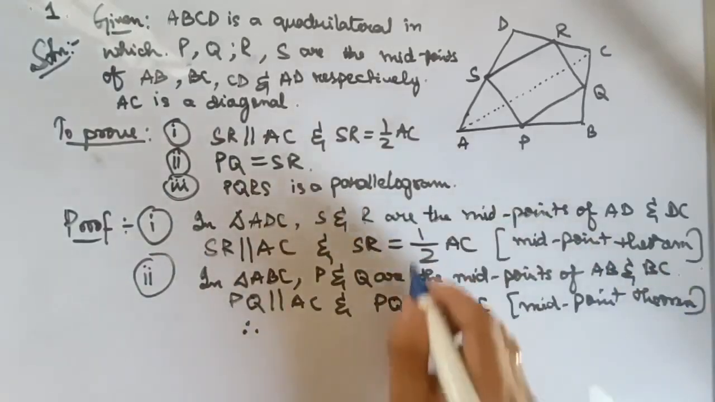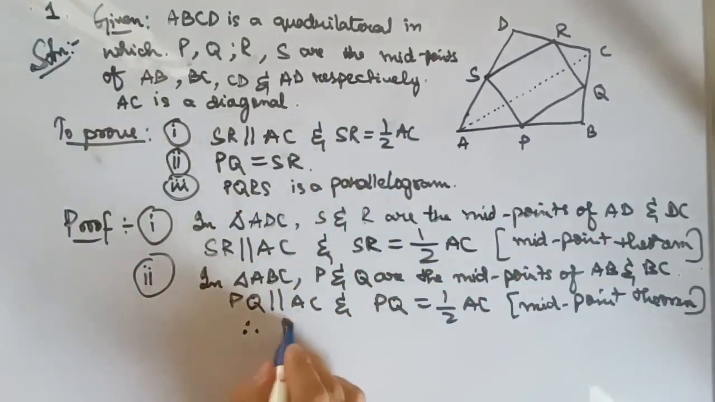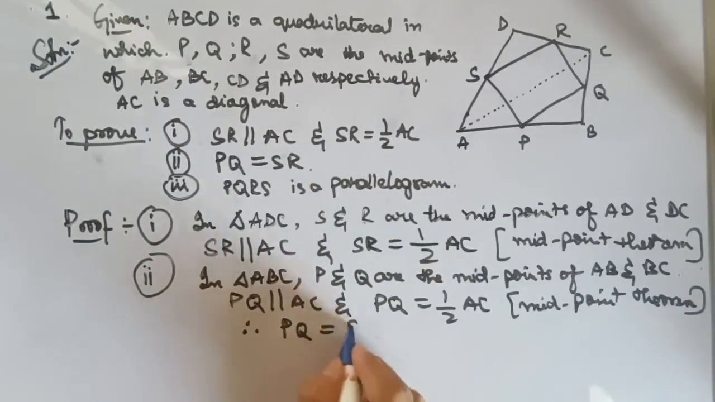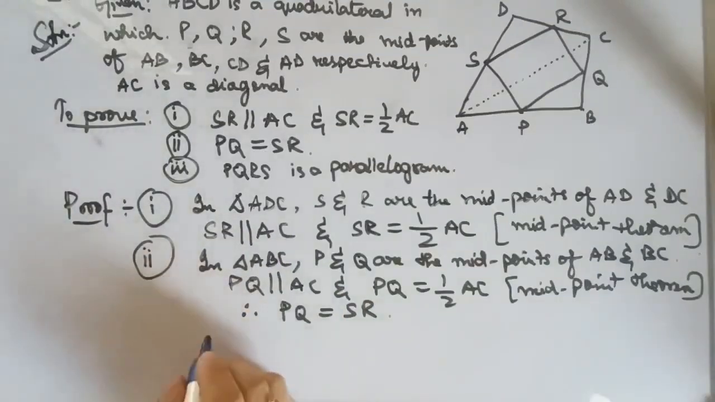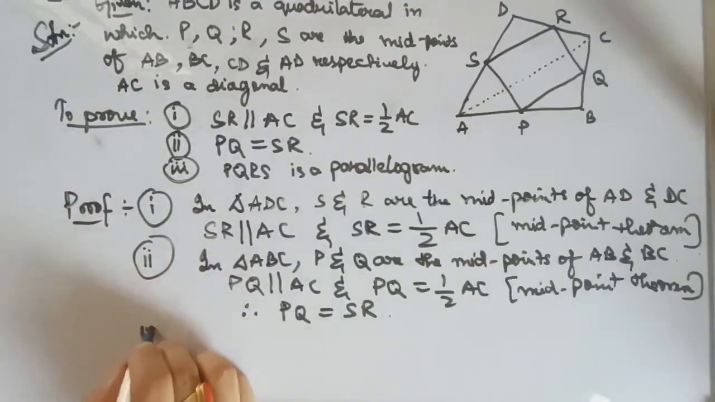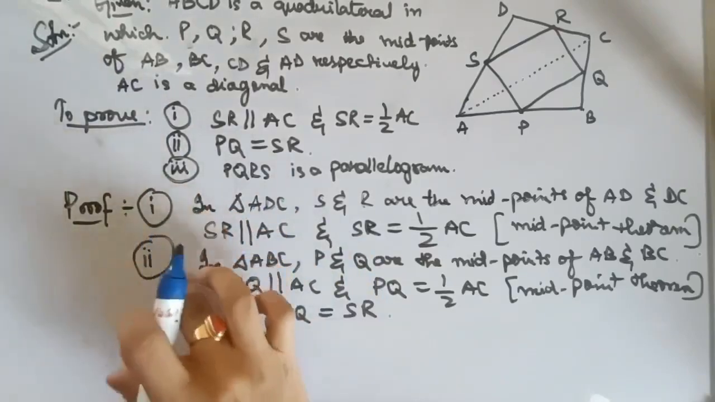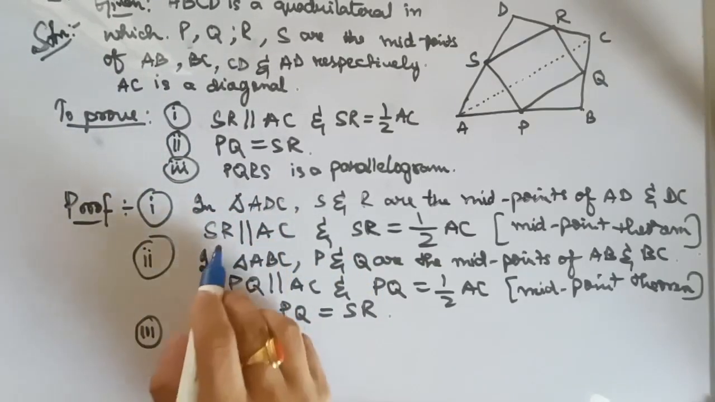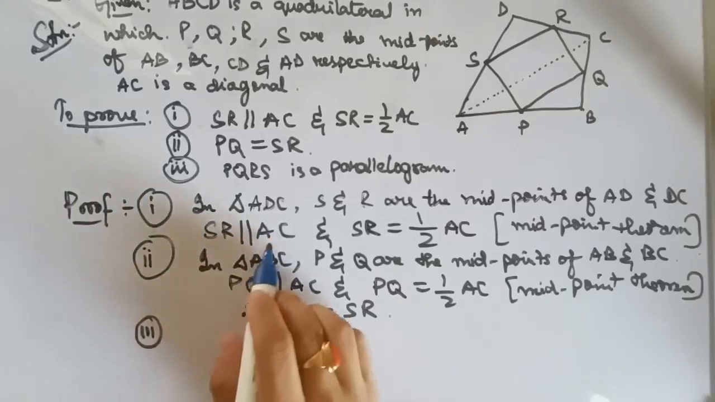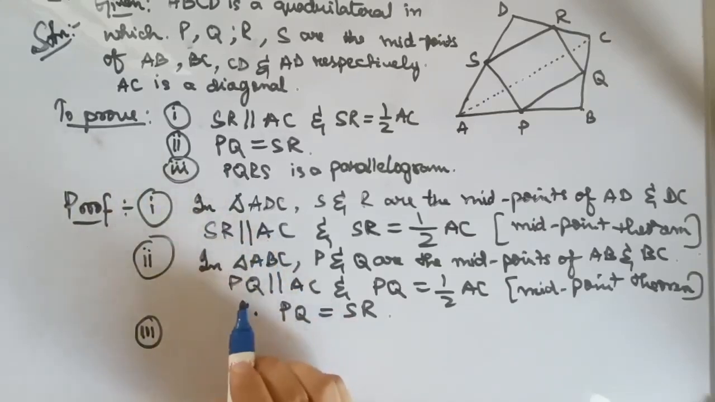So from these two, PQ is equal to SR. For the third part, that is, PQRS is a parallelogram. It is observed from the earlier proofs of Roman numbers 1 and 2 that SR is parallel to the diagonal AC, and also PQ is parallel to the diagonal AC.